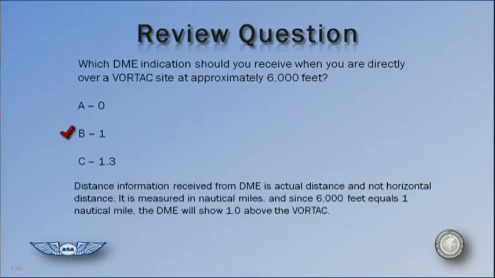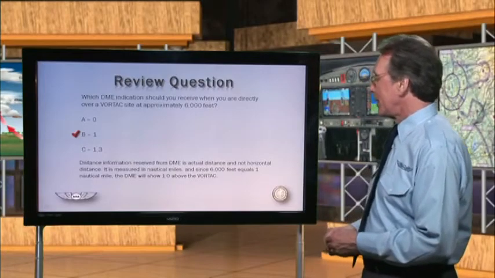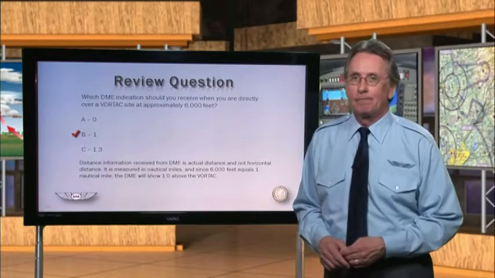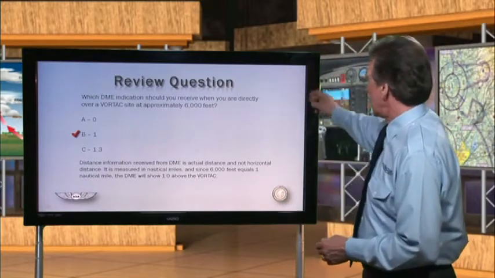Well, your answer is B. Distance information received from DME is slant range distance and not horizontal distance. It's measured in nautical miles, and since 6,000 feet equals 1 nautical mile, the DME will show 1.0 above the VORTAC. There you have it. Moving to another topic.